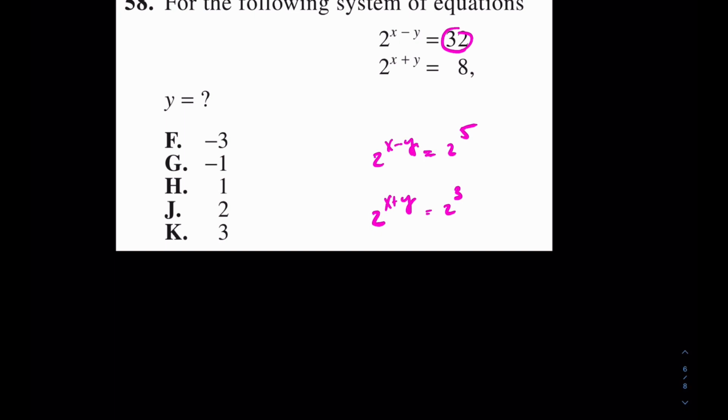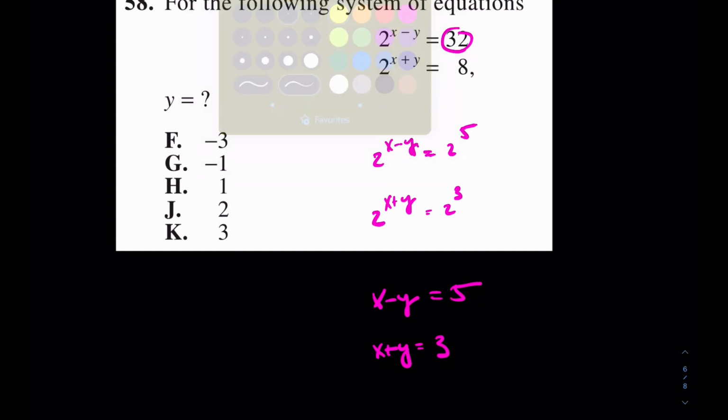Now, why is this important? Well, you can set this exponent equal to this because the bases are the same. Again, this exponent set to this exponent because the bases are the same. So really, I have x minus y equals 5, and x plus y equals 3. At which point, this actually becomes a system of equations.